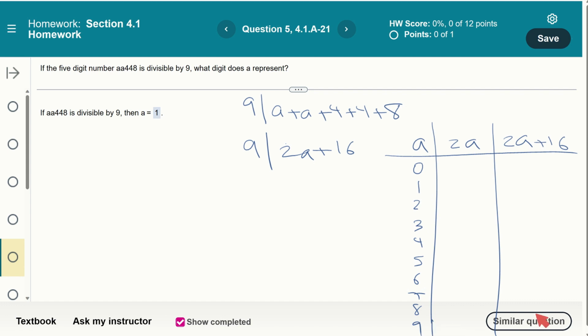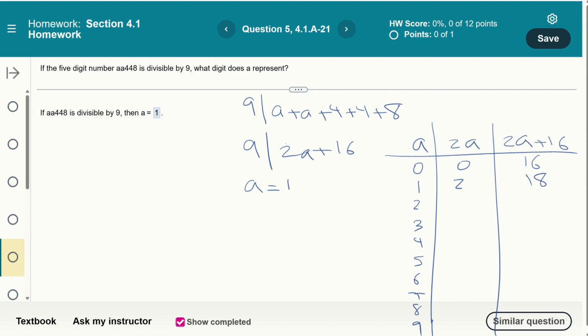Now, if I plug in 0 for A, right, I get 0 for 2A. So 2A plus 16 will be 16. Now, we know that 9 doesn't go into 16, so A can't be 0. Now we plug in 1, so we get 2 times 1 is 2 plus 16 is going to give me 18, right? Now we know that 9 goes into 18, so A could be 1, right?